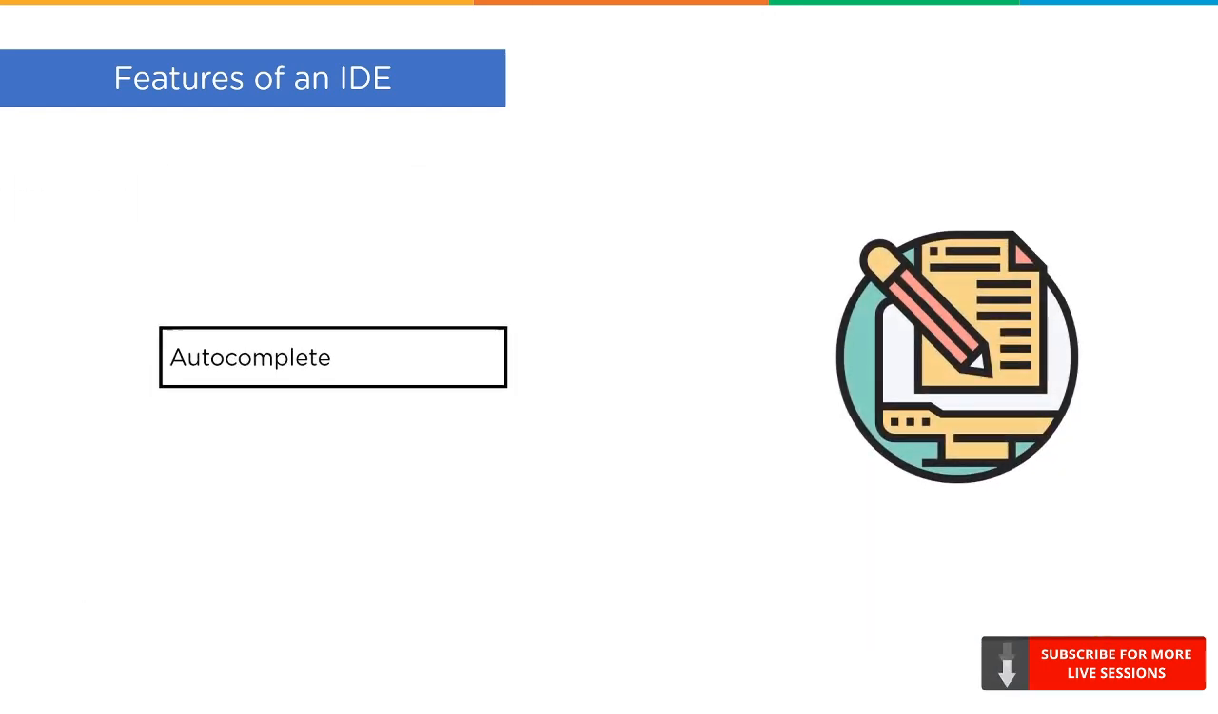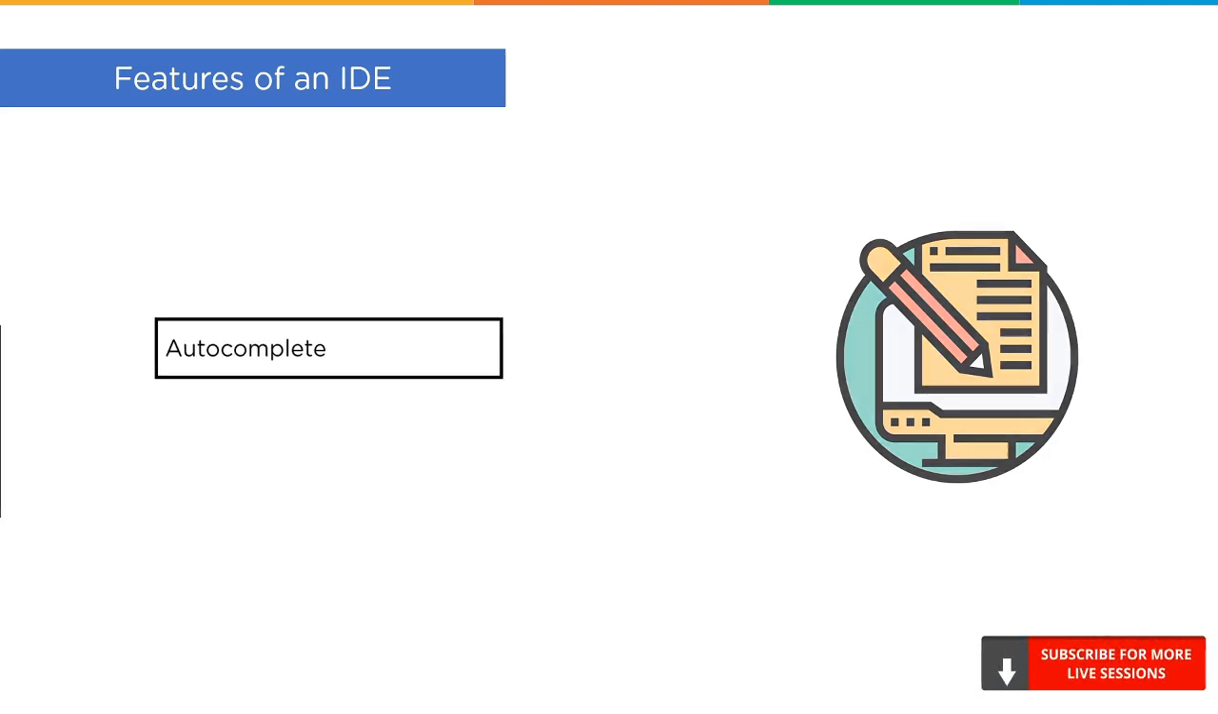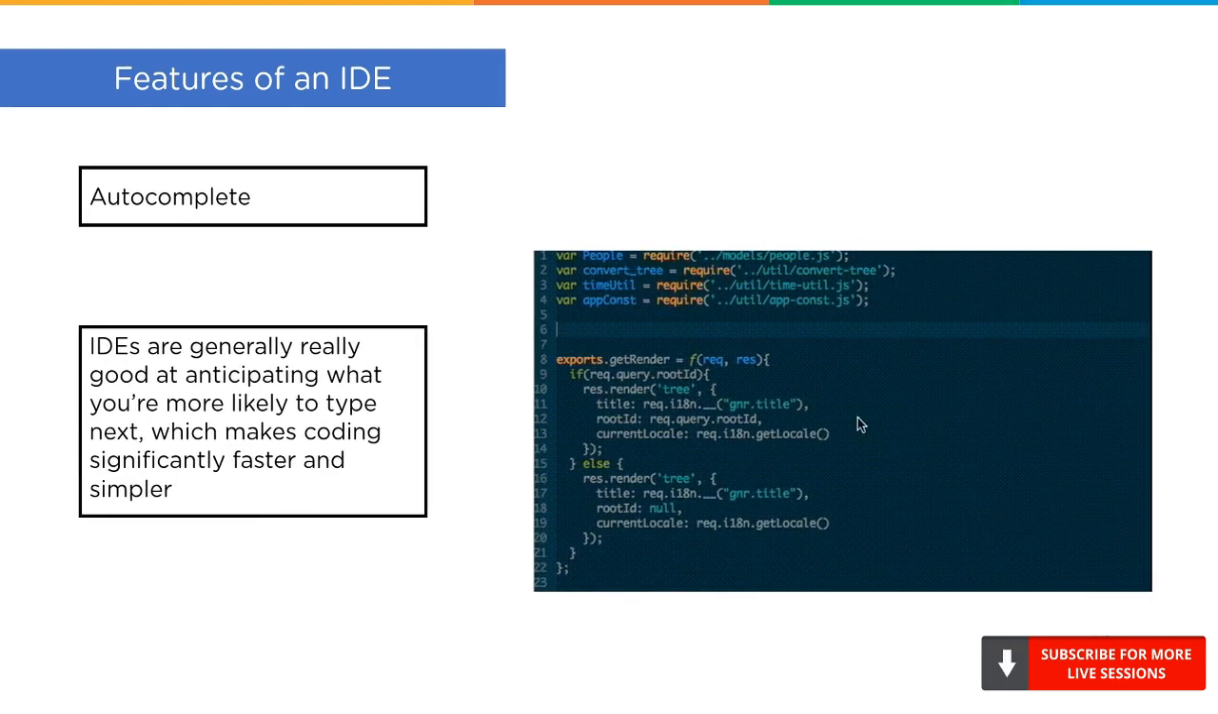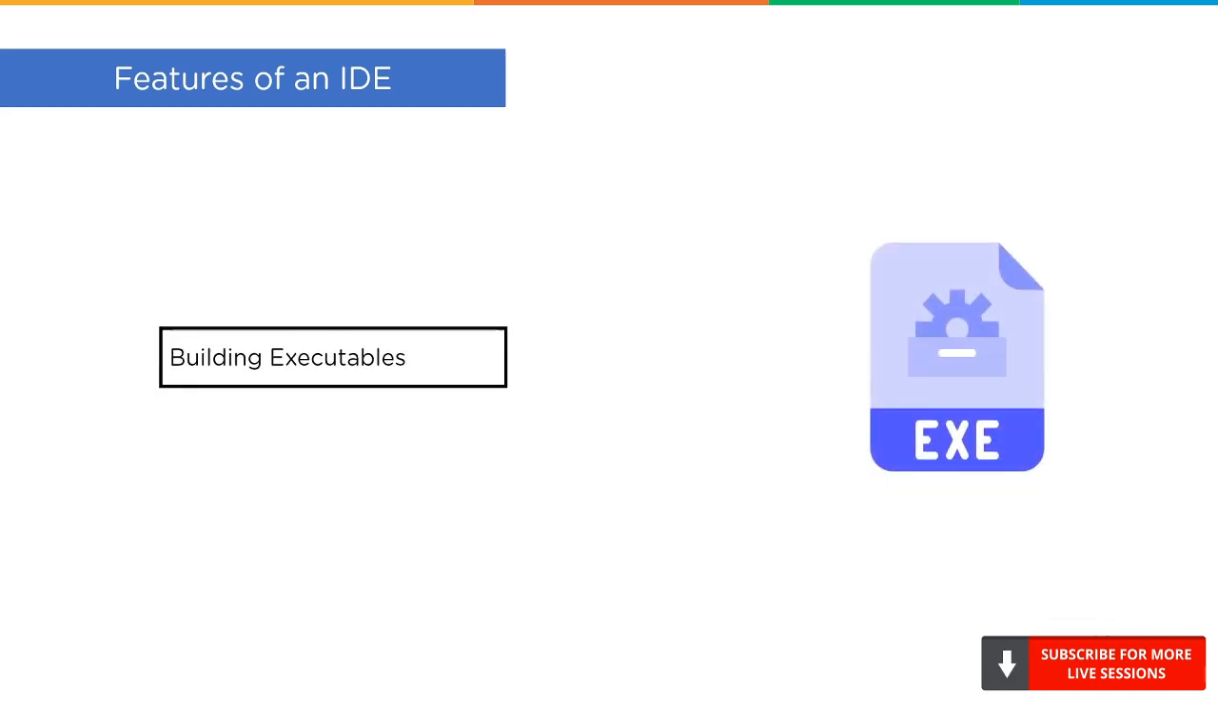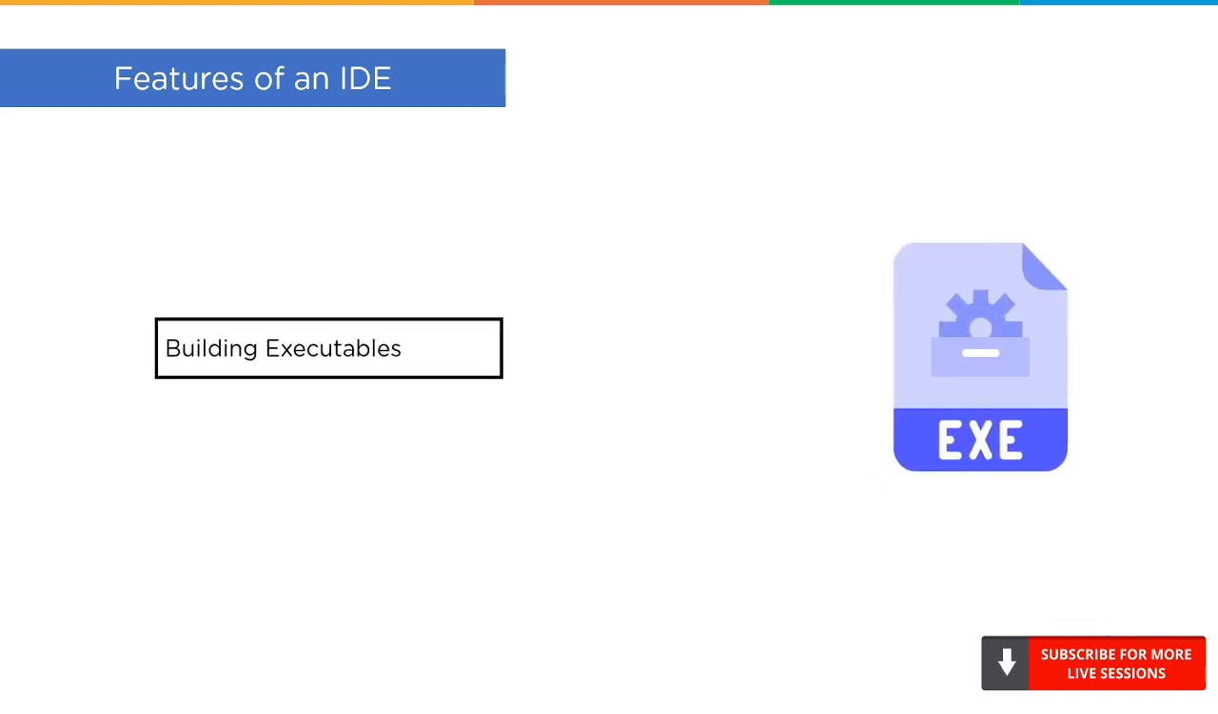Next is the autocomplete. When the IDE knows your programming language, it can anticipate what you're going to type next. You can also see how autocomplete works in your IDE or Integrated Development Environment. Generally, IDEs are really good at anticipating what you're more likely to type next, which makes coding significantly faster and simpler. Followed by that, we have the building executables.